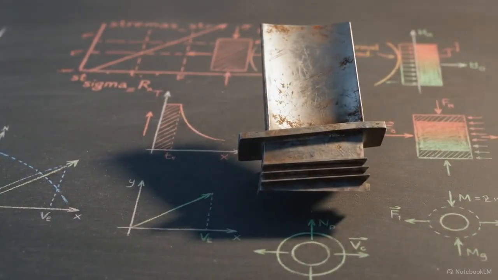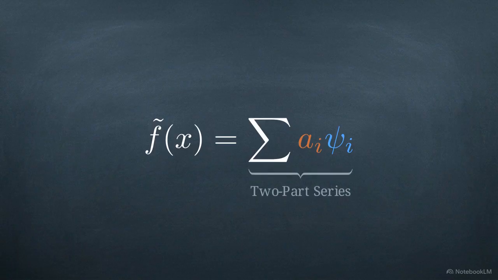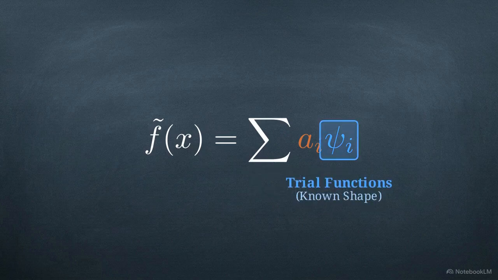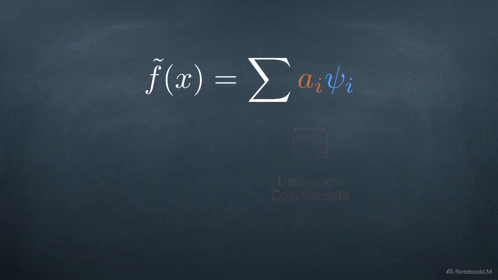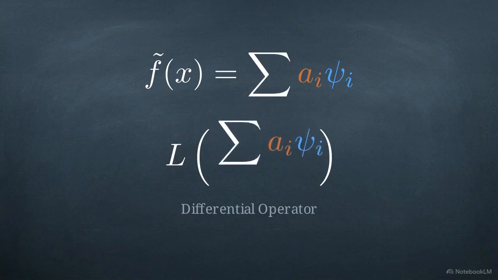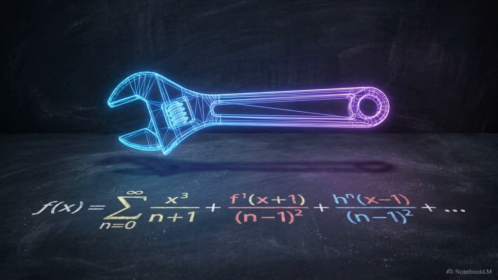numerical engineering. This equation illustrates the formal structure of our approximate solution, constructed as a series containing two distinct parts. The trial functions, shown in blue, are known mathematical building blocks that we select to form the shape of our model. The orange coefficients are the unknown variables that we must solve for to refine that shape. We take this two-part series and plug it directly into our original differential operator. Constructing this series creates the raw tool we will use to test the governing equation.